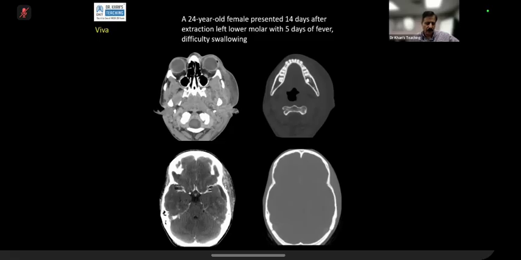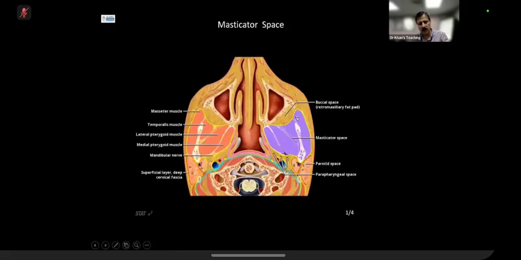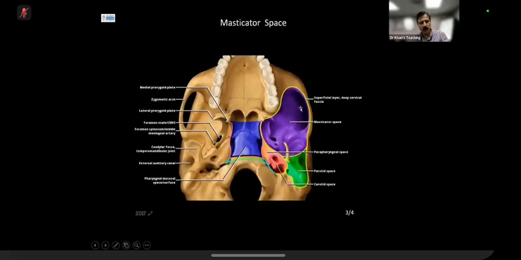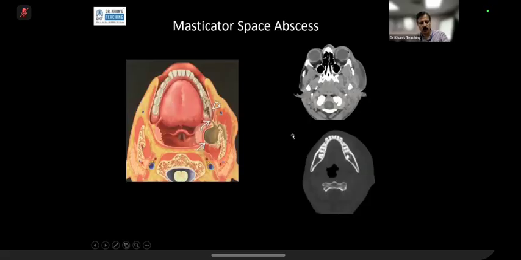You remember the masticator space goes all the way to the base of skull, to the temporalis muscle here. And from there, the infection has gone in. So there is a subdural empyema here. So this is the masticator space. And we know that it goes and touches there. And you see, this is that muscle which is involved. And we know that it can go to the base of skull. So that was the idea of this masticator space abscess.